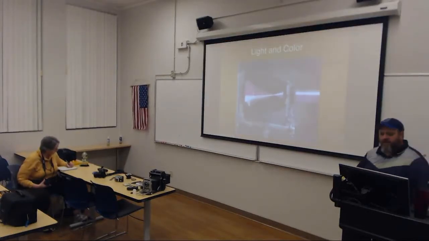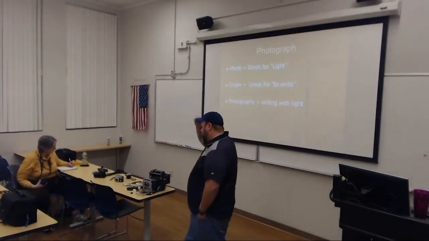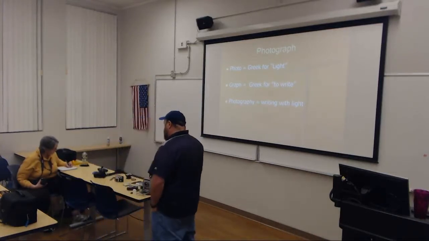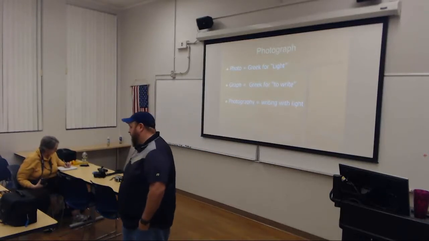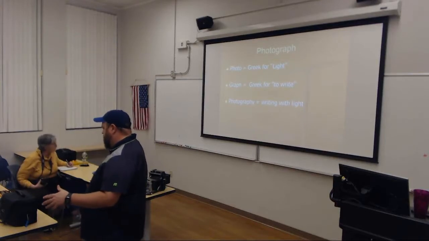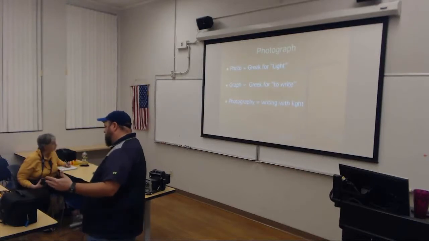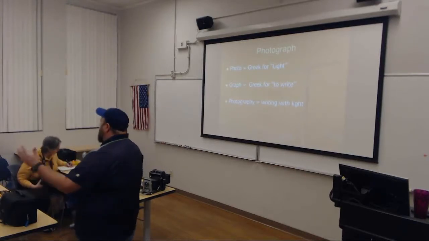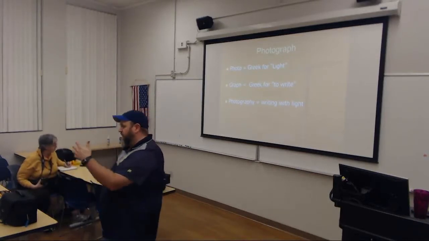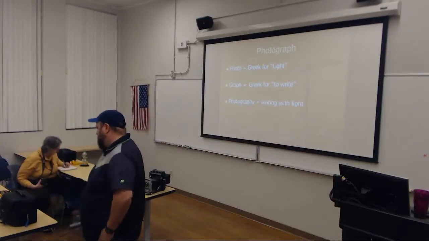All right, so we're going to talk tonight about light and color. First of all, let's just talk about the term photograph. The root of the word. Photograph is a Greek word, actually. It comes from the term photo, which is Greek for light, and graph, which is to write with or paint with. So literally, the term photography means to write with or paint with light.